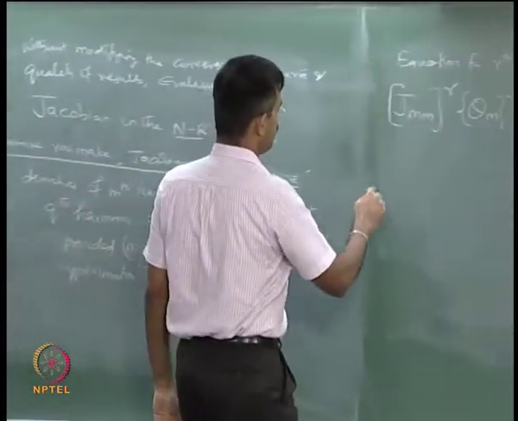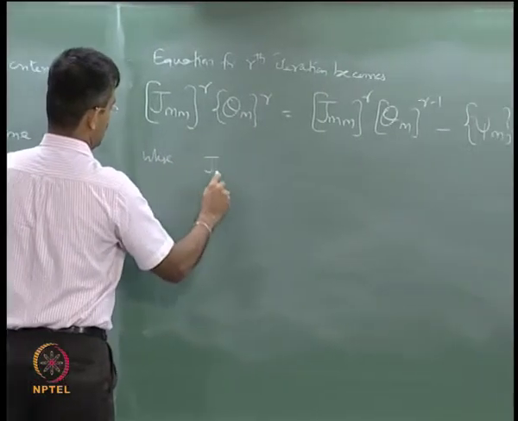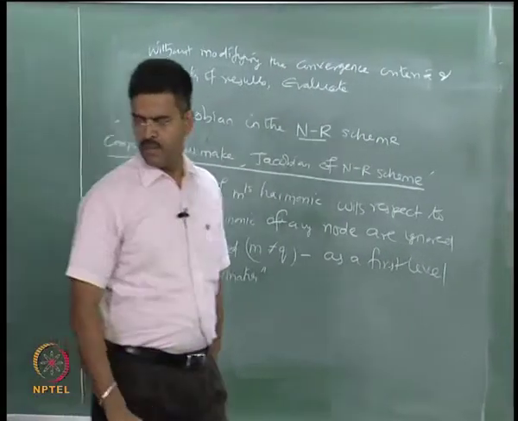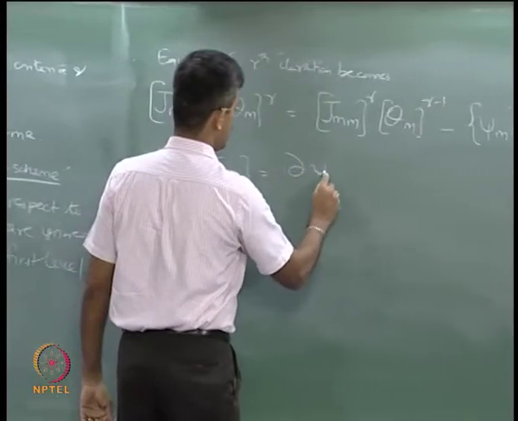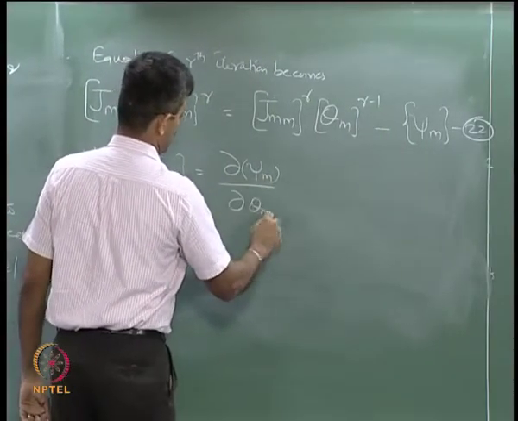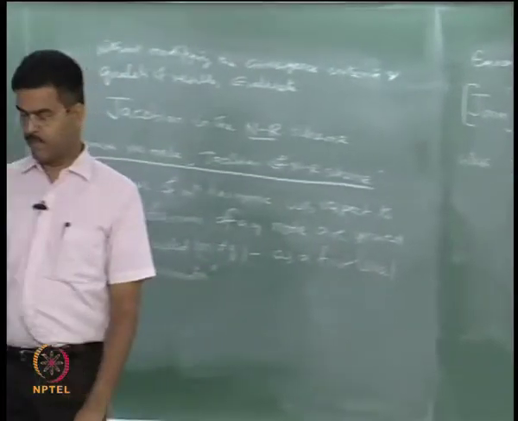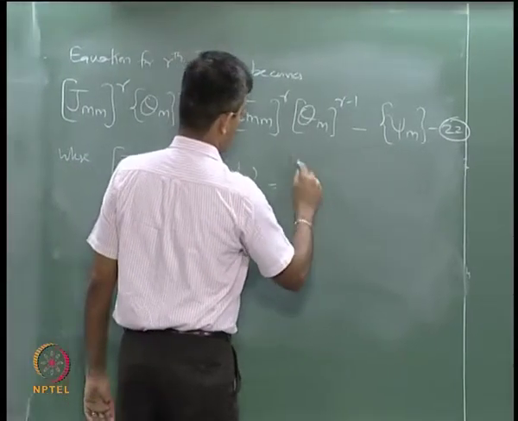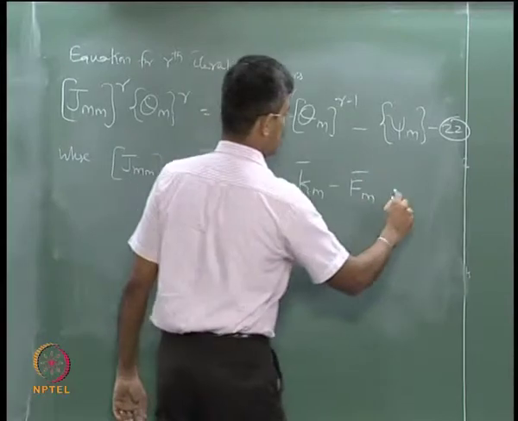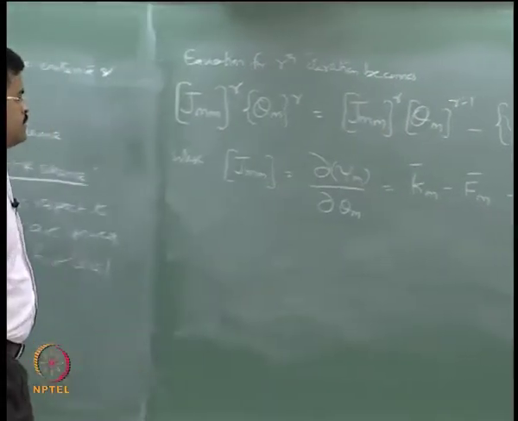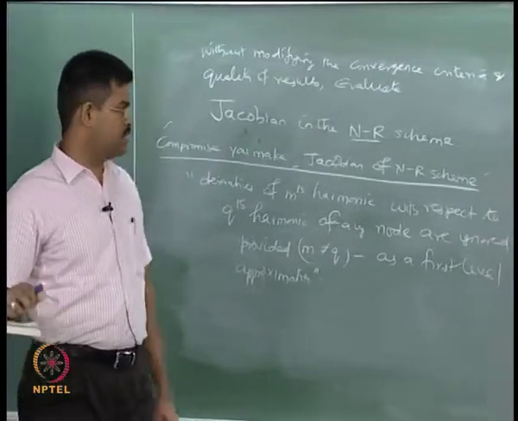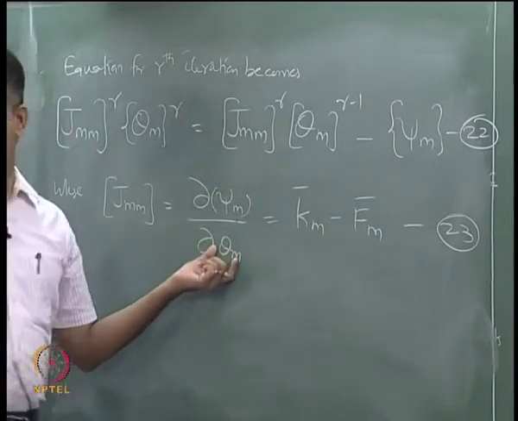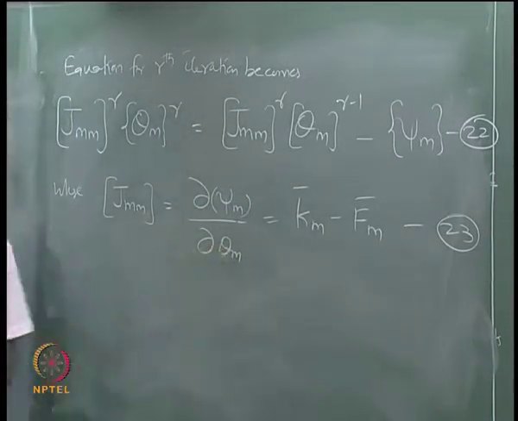whereas Jmm is given by dou psi m by dou theta m, that is a Jacobian, which is alternatively Km bar minus Fm bar. Equation 23. So, partial derivative of the frequency component of the forcing function with that of the displacement, because I am actually finding out the solution on the displacement.